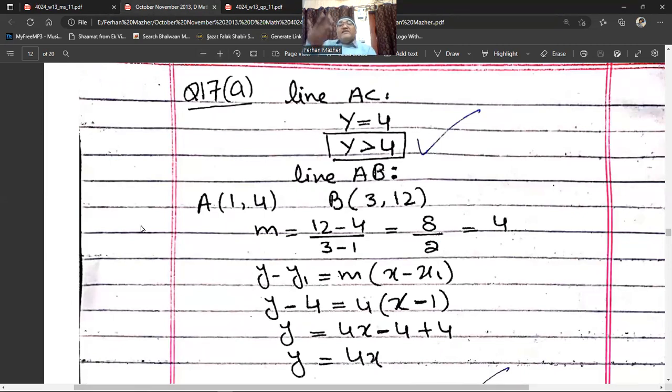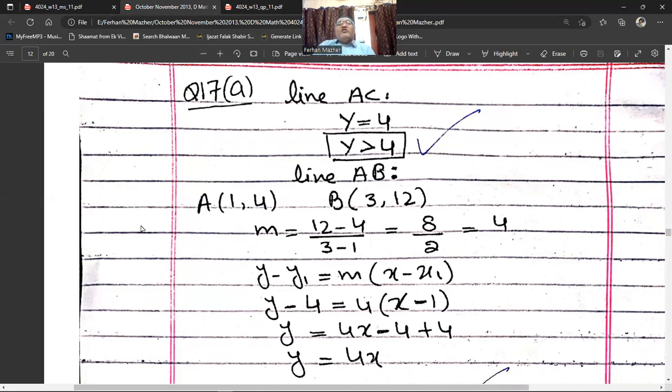And because the area is above this line AC, so it will be y greater than 4. That's the one inequality. The other inequality, for that purpose, we use the line AB. The A point is (1, 4). The B point is (3, 12).